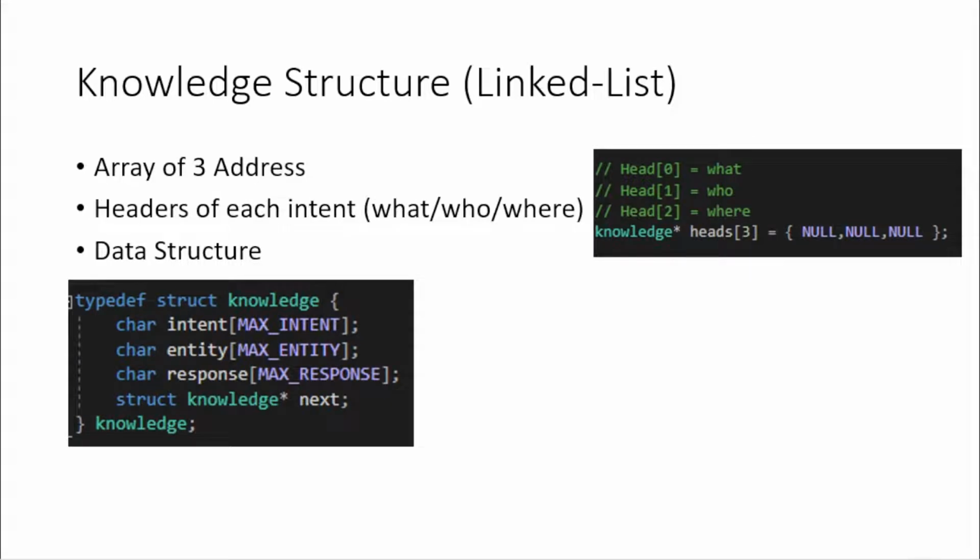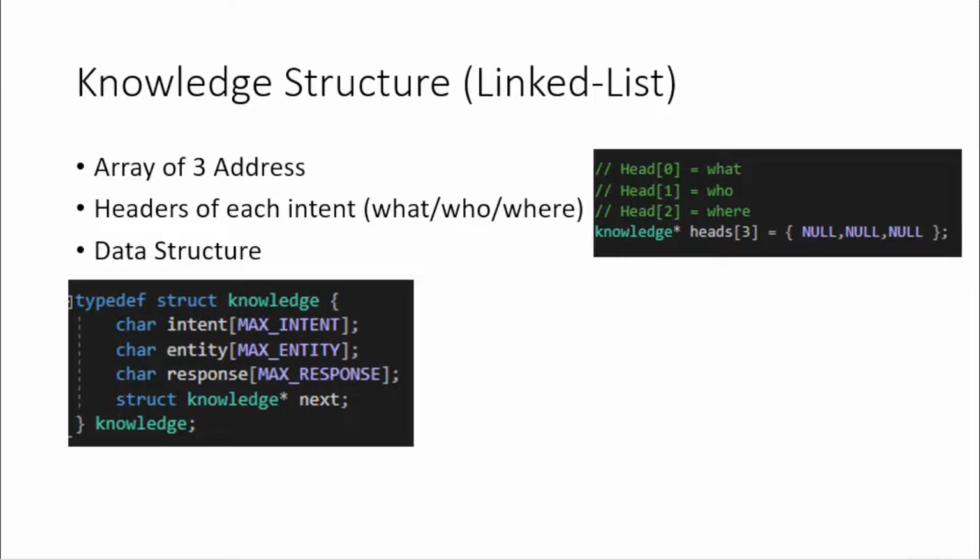The structure my team decided to use is three linked lists, one for each intent, where an array of three addresses would hold the head of each linked list. The intent consists of what, who, and where. The entity is everything after the intent, less the is and are, and the response is the answer for the question.